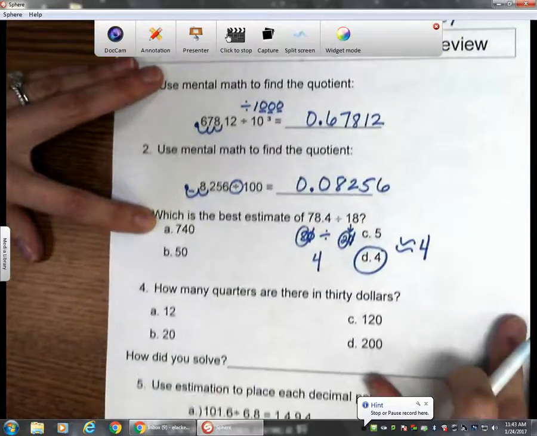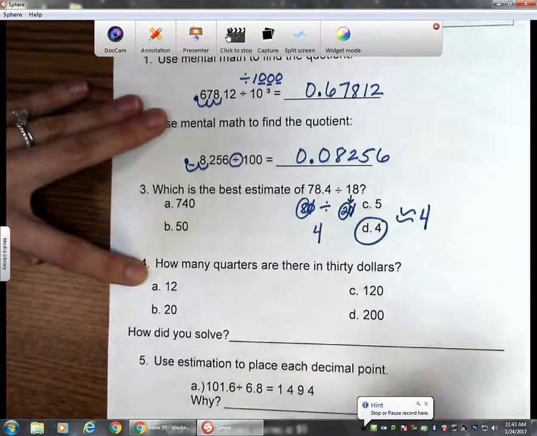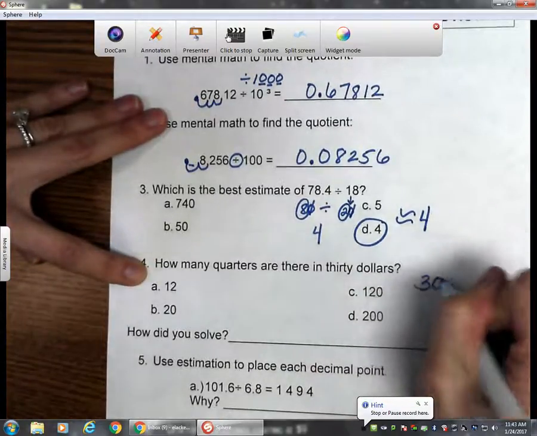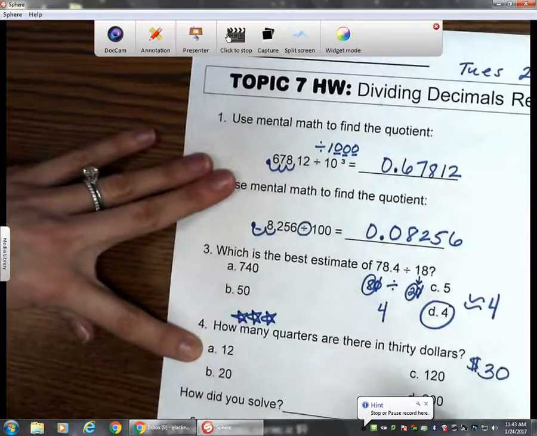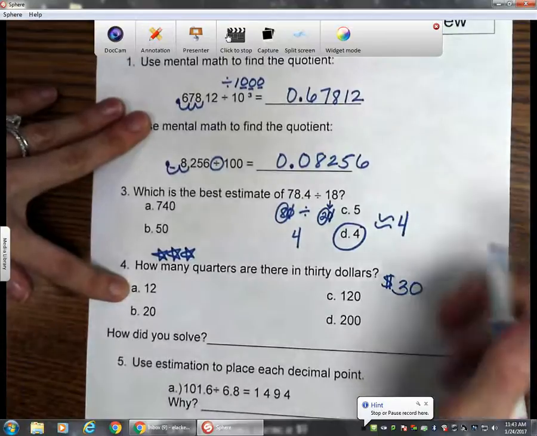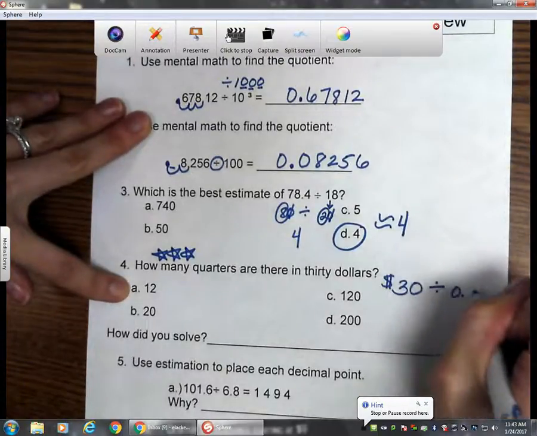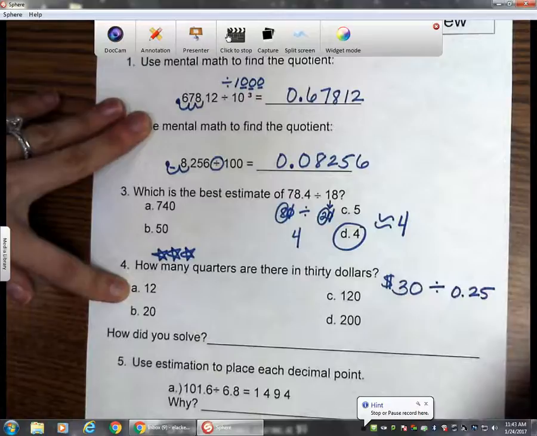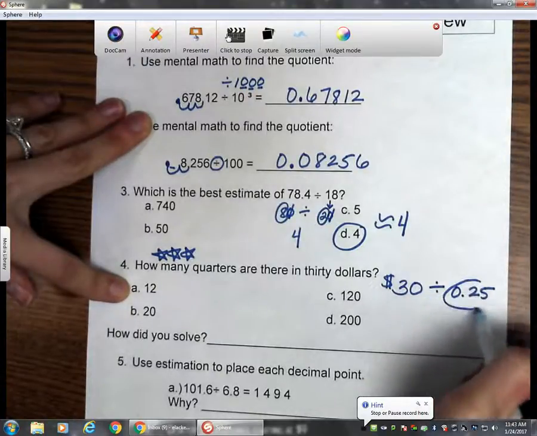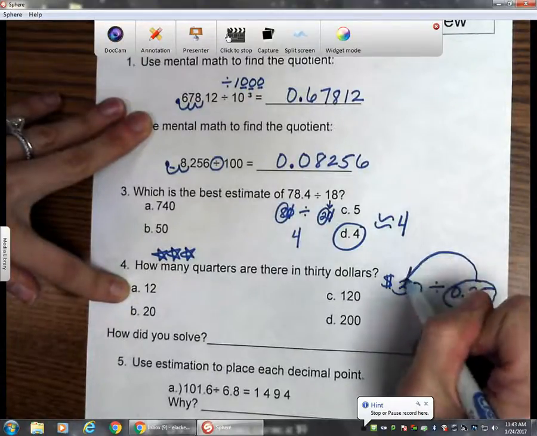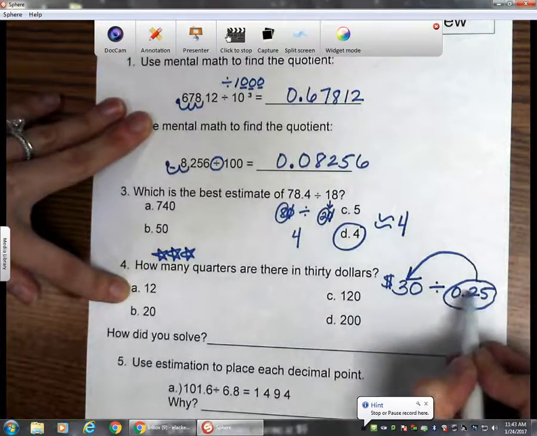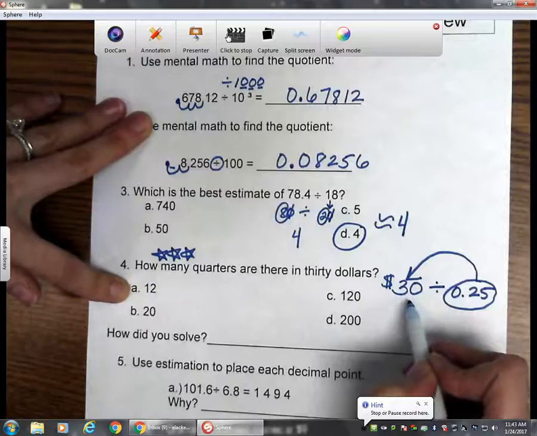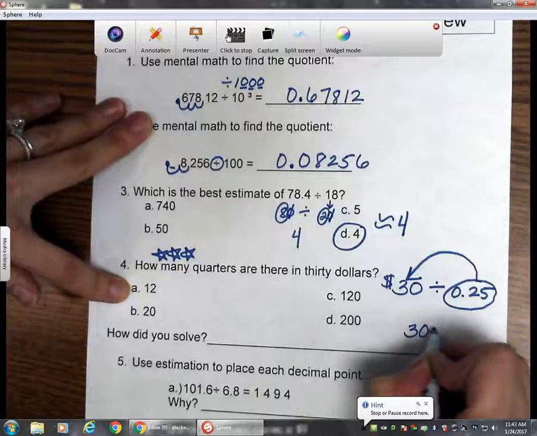Alright, this next one. How many quarters are there in $30? Guys, you're saying, I thought this would maybe be the trickiest. Okay? And so, $30, and you're seeing how many quarters can go in. How many of these go into 30 whole? And so, if you think about it, 4 go into every dollar, and there's $30. So it's actually 30 times 4.